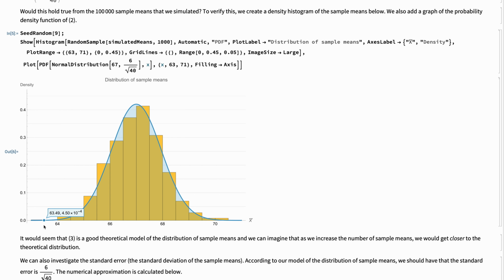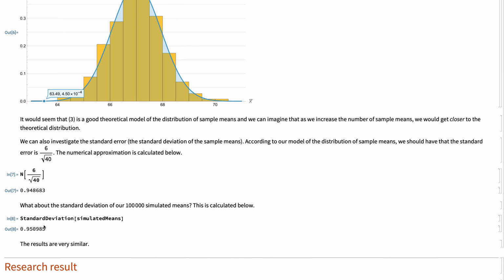Now I'm only plotting 1,000 of these, and even 100,000 is not really enough. You can imagine that I have to do this an infinite number of times. I will get to this theoretical distribution by the central limit theorem. But even here, with a small number of simulated means, look how beautiful this is. So let's just investigate this.